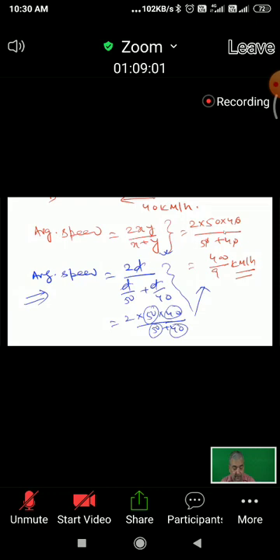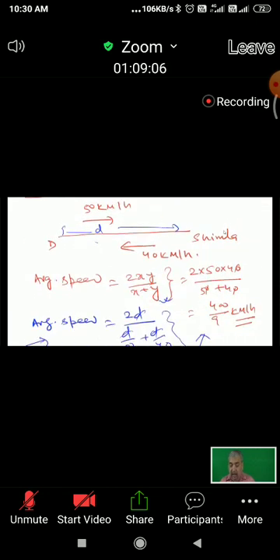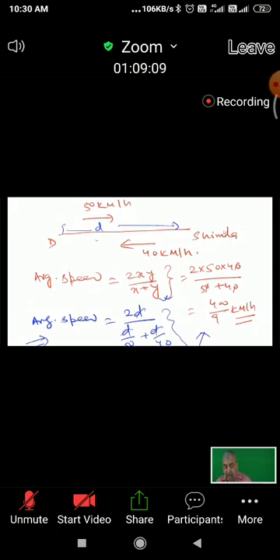Time taken, d by 50 plus d by 40. Now suppose there is a change in the question. While returning back, the person covers half of the distance with 40 km per hour and the remaining half with the speed of 60 km per hour. Then this formula will fail.